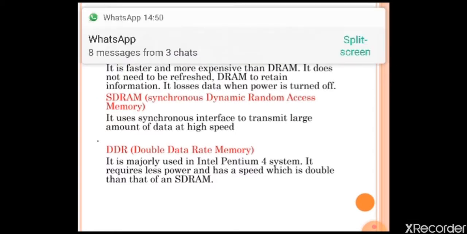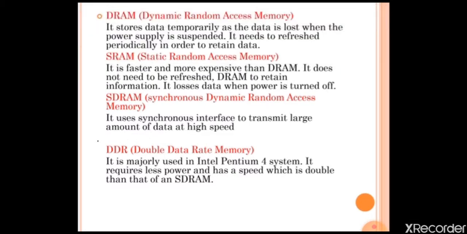DRAM. It stores data temporarily as the data is lost when the power supply is suspended. It needs to be refreshed periodically in order to retain data. Second is SRAM. It is faster and more expensive than DRAM. It does not need to be refreshed to retain information. It loses data when the power is turned off.